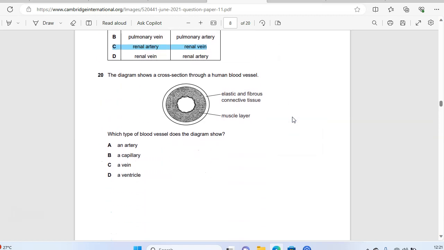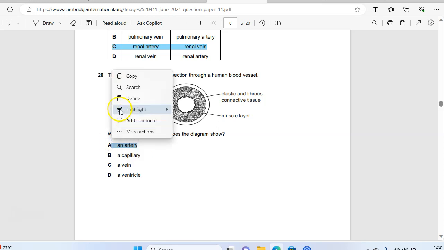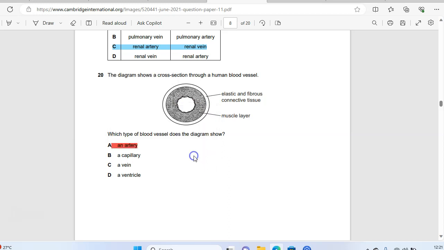20. The diagram shows a cross section through a human blood vessel. You can see a muscle layer, elastic and fibrous connective tissue. Which type of blood vessel does the diagram show? This can never be a capillary. So, what's going to be the answer? Elastic and fibrous connective tissue are present in an artery. So the answer is artery.